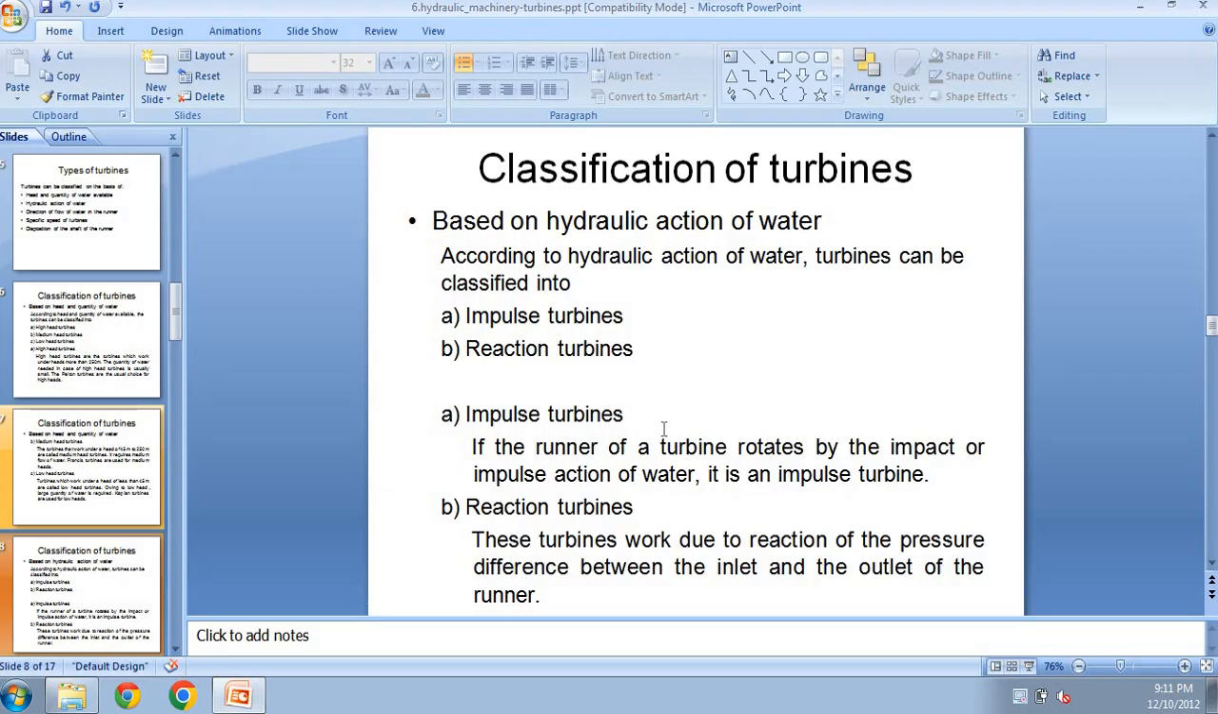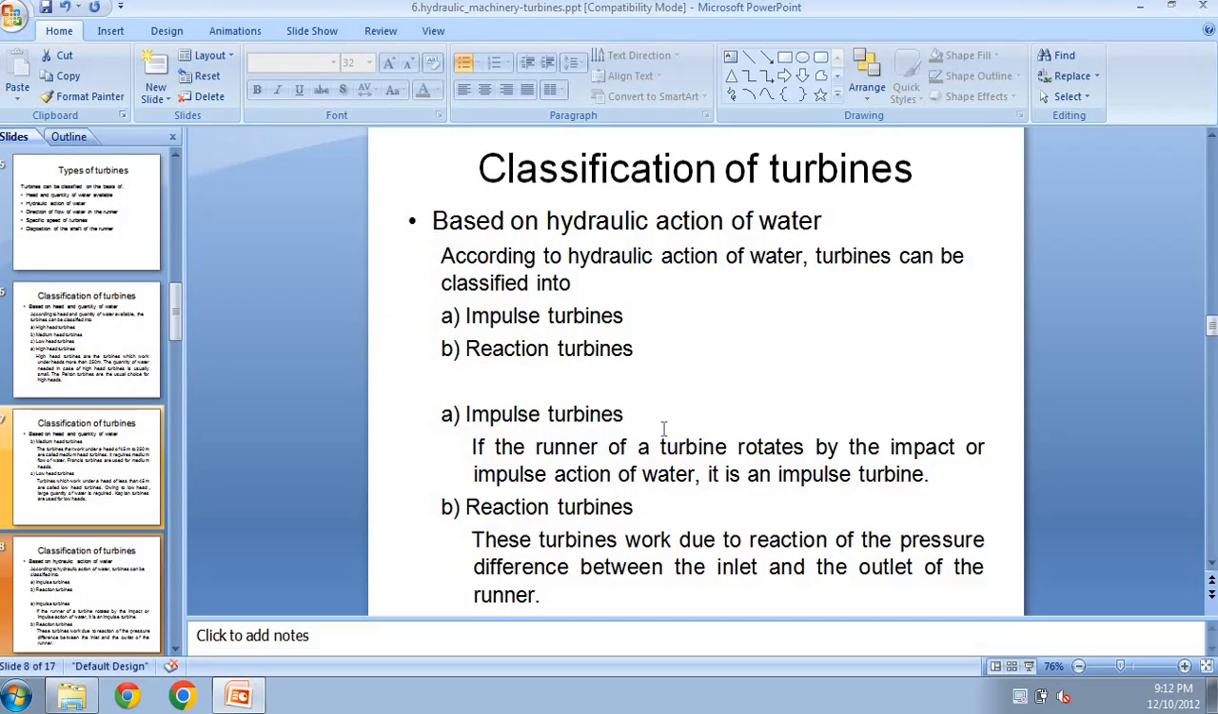So for large heads, the Pelton wheel or Pelton turbine comes into the picture. In a Pelton turbine, the runner is rotated by utilizing a water jet, and that water jet strikes the runner in the tangential direction. So these are also called tangential flow turbines. Again, in the next slide we will discuss that.